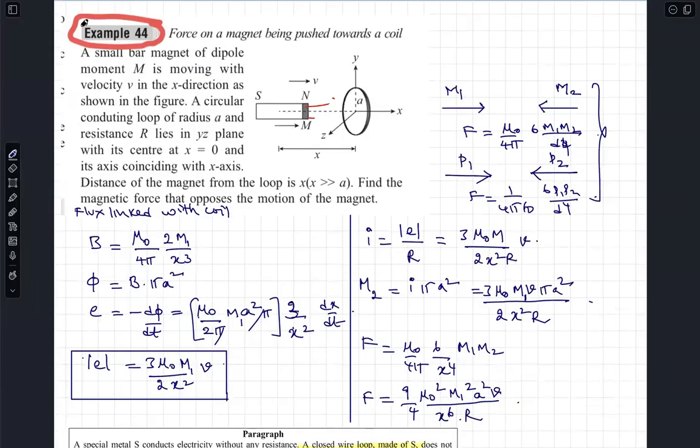How did you write M2, sir? M2, if you see, if the coil is carrying some current, say I for example, the magnetic moment is equal to current into area.